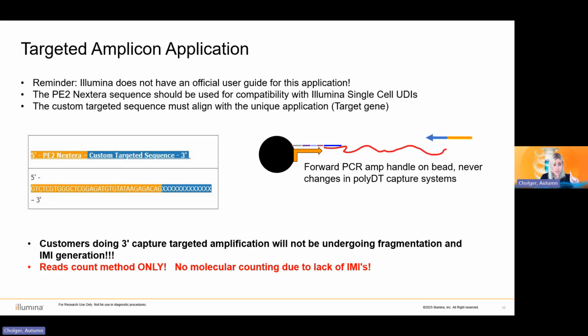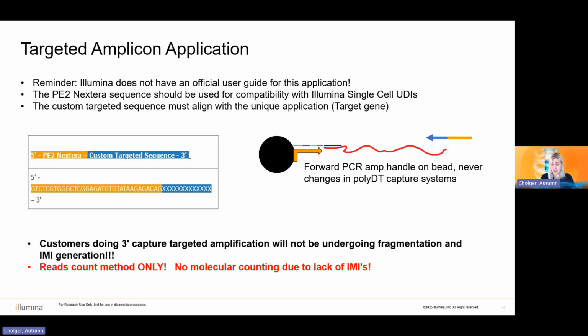But the PE2 Nextera sequence, if one is going to do this application, should be used as the 5' end of the reverse primer. The 3' end of the reverse primer should be targeting the sequence of this application. So your target gene, whether that's a transgene, a specific gene for a disease state, what have you. But the same application applies essentially for all c-Kit applications.